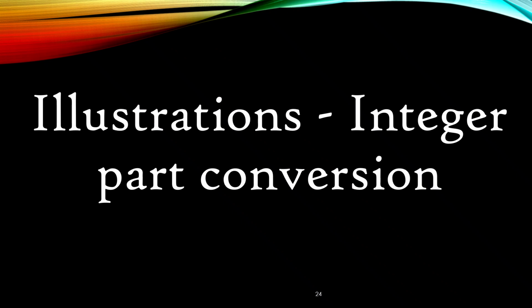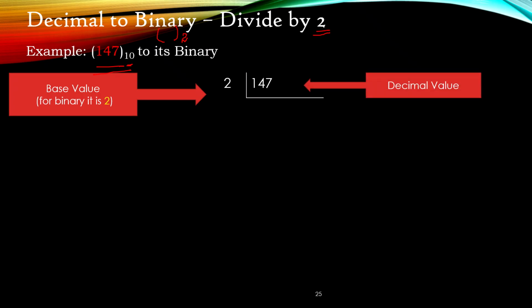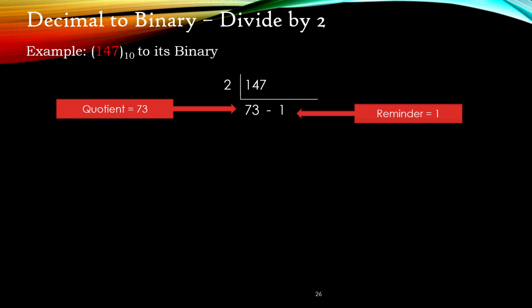So let us see some examples. First, we can consider decimal to binary. Binary means the base remains 2, so we have to divide by 2. Let us have an example of 147 to the base 10. Now I'm going to divide it by 2. While dividing 147 by 2, I'm getting the quotient as 73 and the remainder as 1.